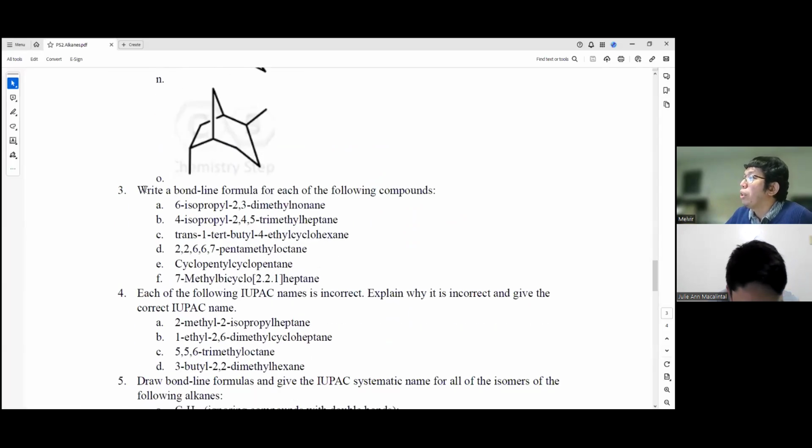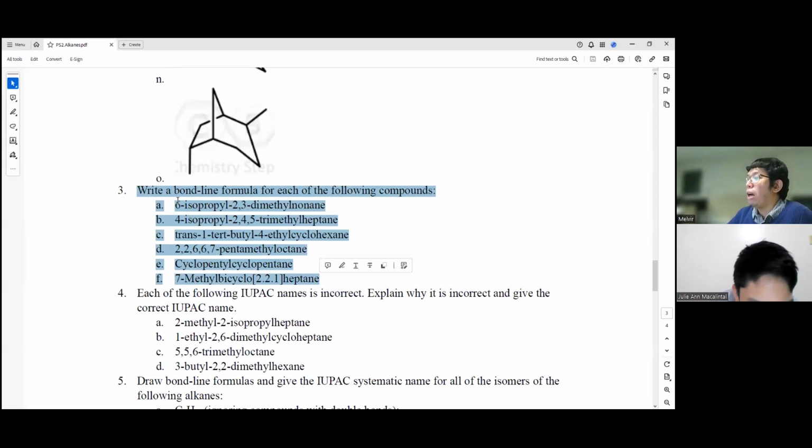This is for number three. What you need to do here is, the names are given. You just need to draw them. I think this is a bit easier than naming. Actually, correct. Ako din, mas gusto ko yung binigay na yung name and then idodraw na lang natin siya. Or minsan may challenge din dyan. Okay, go ahead.